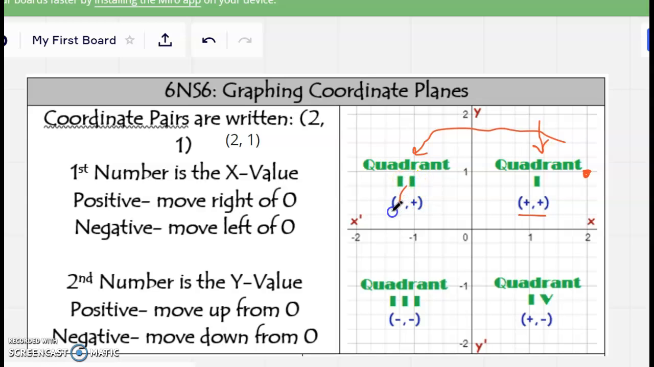If you continue counterclockwise, you'll get down here into quadrant 3, and you'll notice in quadrant 3, on the x value, we're moving to the left, so that means it is negative, and in the y value, we're moving down, so that means that is also negative. Then we're going to finish out our clock here, and we're going to go to quadrant 4. In quadrant 4, you'll notice that the x value is moving to the right of 0, so therefore it is positive, and then it is moving down on the y-axis, so that means it is a negative y value. All right, let's plot some points.